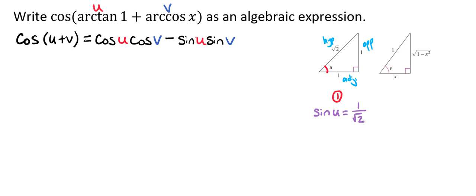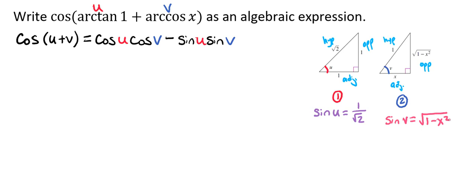So now, if we look at angle v, we know that the cosine of x would require that our adjacent side is an x and the hypotenuse is a 1. Using Pythagorean's theorem, we're able to find our opposite side has the value of radical 1 minus x squared, which allows us to find the sine of v. So the sine of v would be our opposite over our hypotenuse, which would give us a value of the square root of 1 minus x squared.